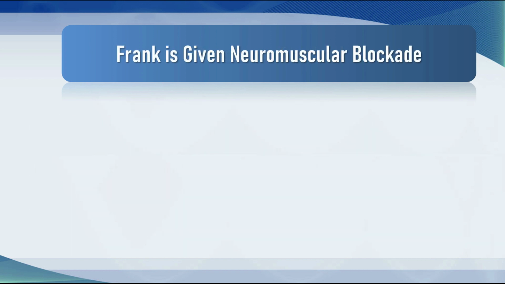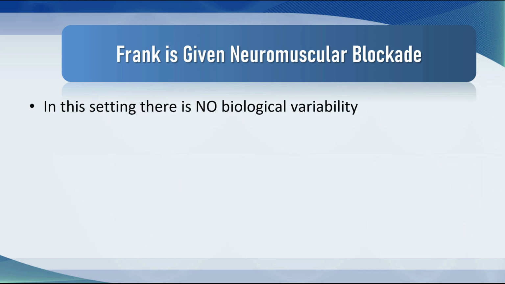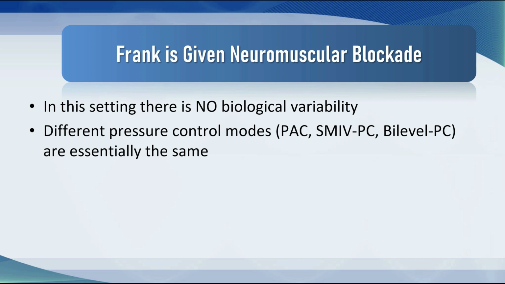If someone develops acute hypoxic respiratory failure that's not responding to conventional therapy, we give them neuromuscular blockers. So in the setting of Frank being intubated and ventilated, because he's not breathing, there is no biological variability. So this is a strike against using pressure control. No matter what mode of pressure control you use at this stage, once he's paralyzed, they're all the same, whether you use pressure assist control, SIMV pressure control, or bilevel pressure control. They're all the same because they're essentially cycling from a PEEP level to an inspiratory pressure level and back again.